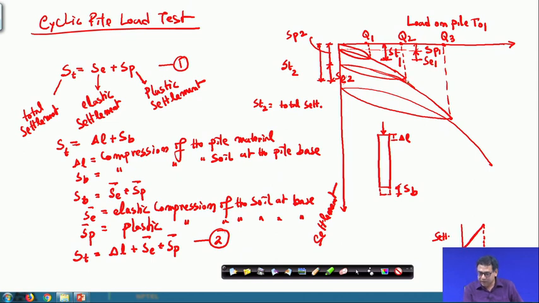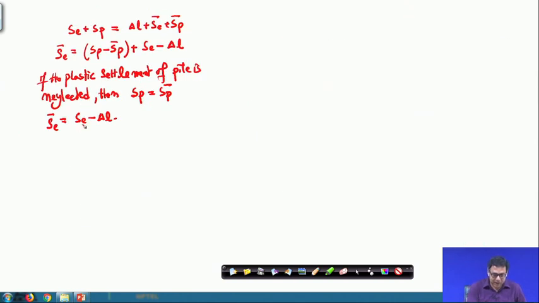For the second load increment, this is the SE value. So, this SE value I will get from this curve, that I will get from the final product of the cyclic load test. So, SE value I will get from the curve, but how will I get the del L value? Del L is the compression of the pile material.